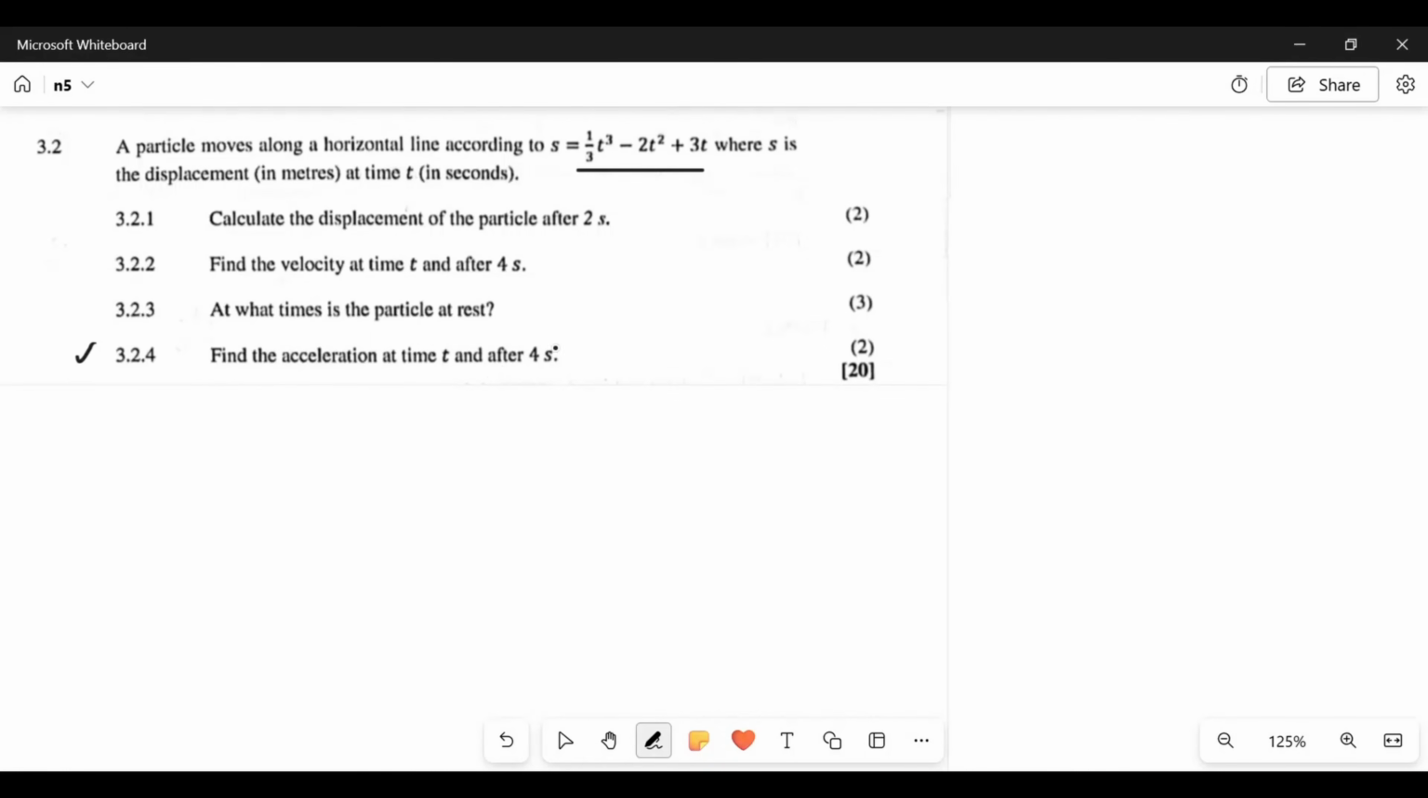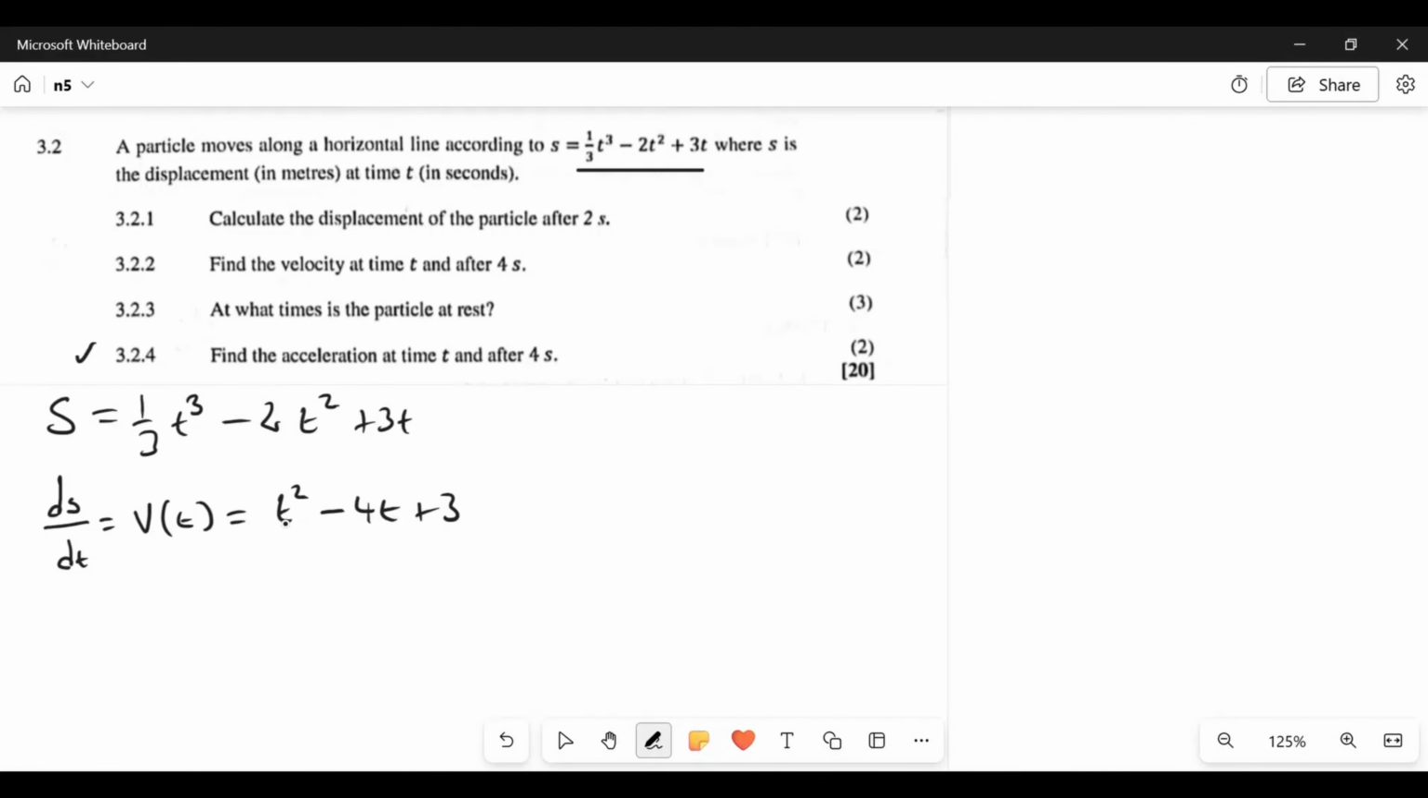So acceleration, how do we calculate acceleration? Now, let's start from the beginning. Remember, we have the displacement. It goes like this. We have 1 over 3 t cubed minus 2t squared plus 3t. This is the formula for displacement. When we derive this, which is going to be ds over dt, or which is the same as v of t, which is the velocity, we're going to have t squared minus 4t plus 3.